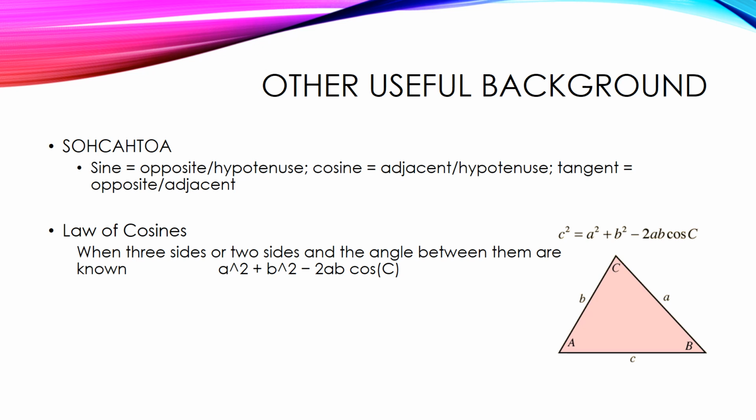Right, some other useful background knowledge that will be helpful later on. Going over SOHCAHTOA: sine equals opposite over hypotenuse, cosine equals adjacent over hypotenuse, and tangent equals opposite over adjacent. Next, the law of cosines. When we know three sides of a triangle, or if we know two sides and the angle between them, then we can use this expression. So for example, if we knew the angle A and sides B and C, we can plug in the variables to obtain side a, lowercase a.